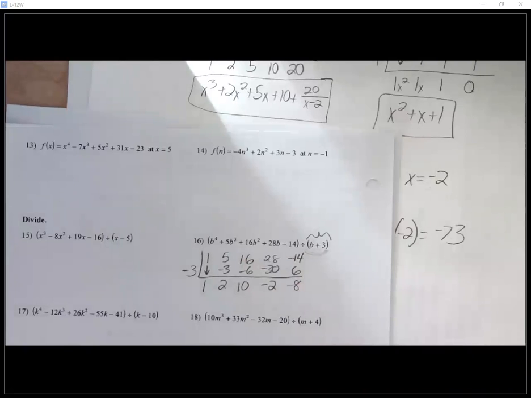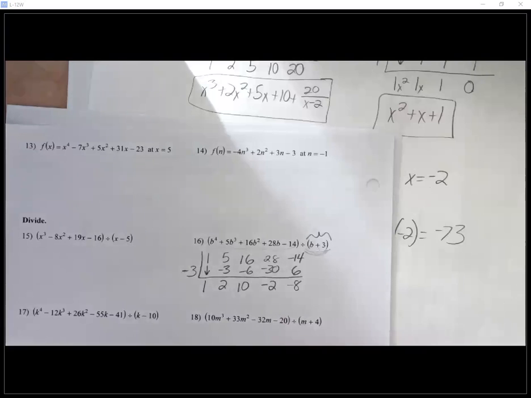And what's my answer this time? What am I doing with these things? Is my answer just -8? No, that's the value of the function at -3, but that's not what they're asking. They want me to divide this whole polynomial by this whole polynomial. So these are all coefficients. I need to give what that answer is.